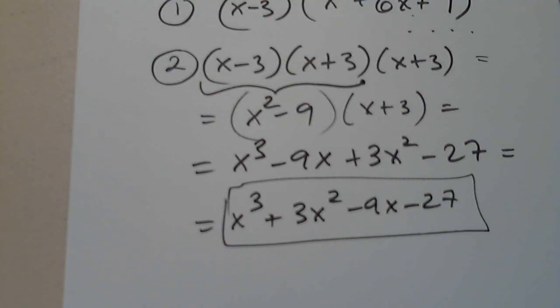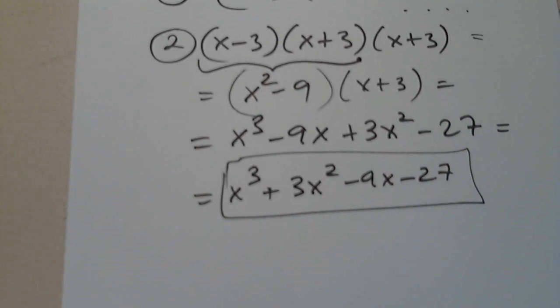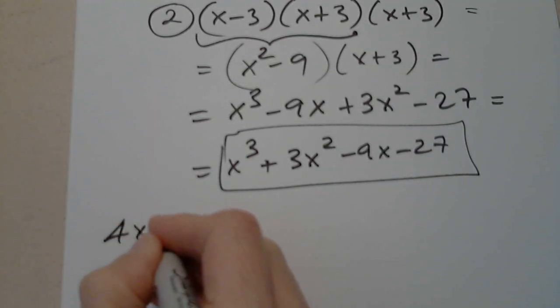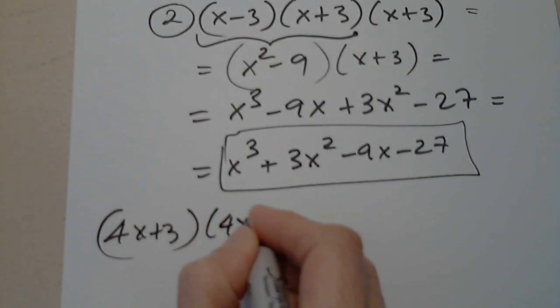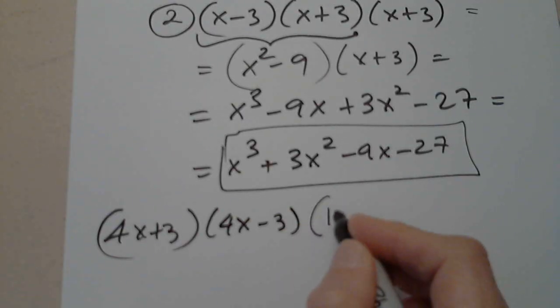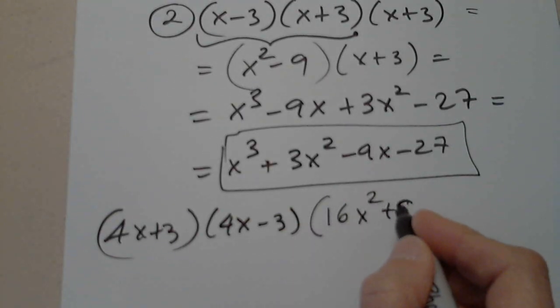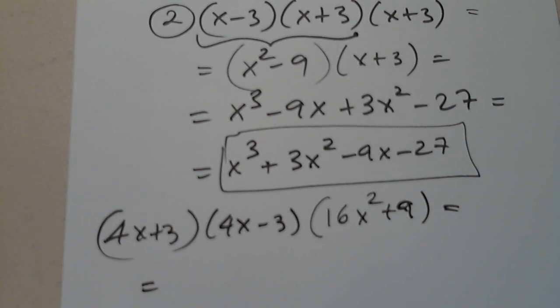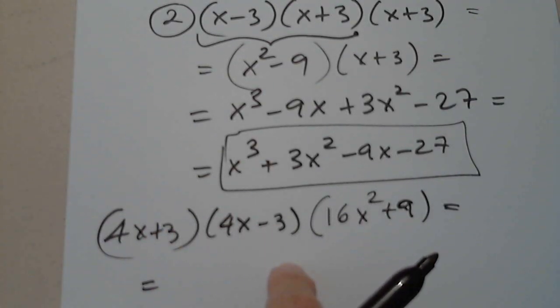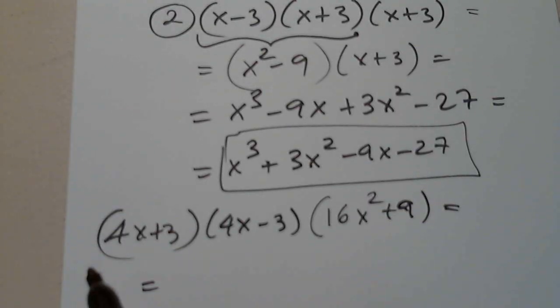Okay, let's see, 15. Okay, so this is a good one. Why? Because 4x plus 3 and 4x minus 3 is exactly the first special product we looked at, which is the special product called the difference of perfect squares, or difference of squares. A plus b times a minus b. And I know the answer right away.